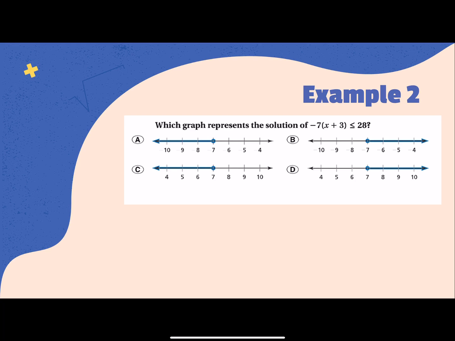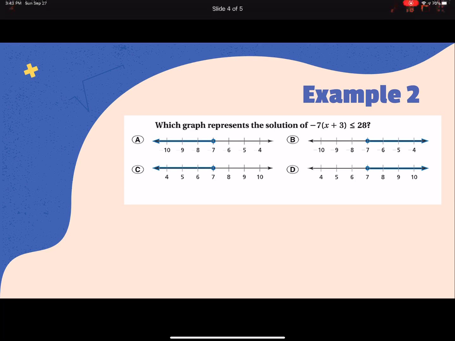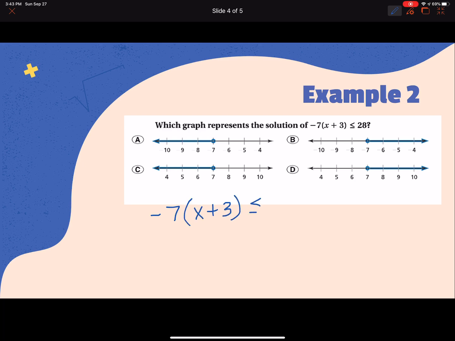Okay, example 2. Which graph represents the solution of -7 parentheses x plus 3 is less than or equal to 28? Okay, we're going to take that inequality statement, and as you can see, there's parentheses, so there's some work that needs to be done before we can actually choose the graph that represents the solution. So we need to solve this and determine what our solution is to know which graph would mark that.